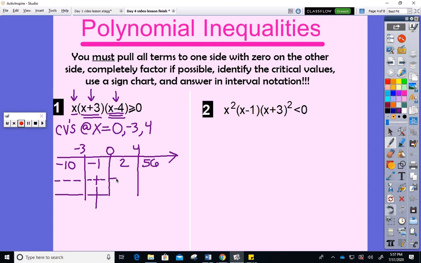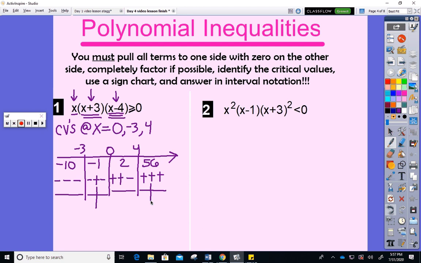Plugging 2 into x is positive. Plugging 2 into x plus 3 is positive 5. Plugging 2 into x minus 4 is negative 2. So when I plug in 56, can you say 56? 56 plus 3, 56 minus 4. So the beauty of a sign chart is you don't actually have to give me numbers, which is more time consuming. You can quickly analyze signs, which is much faster and is very powerful as you move through this class and in calculus. So sign charts are a thing of beauty, guys.